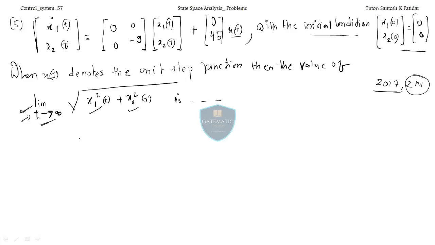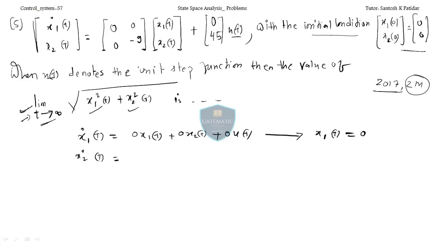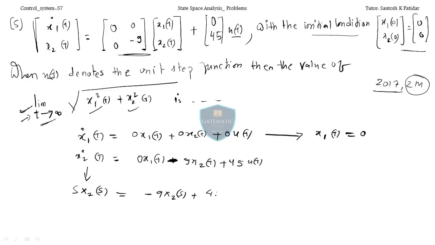Frame the individual equations. One I'm doing for you: x1 dot (t) is nothing but 0·x1(t) plus 0·x2(t) plus 0·u(t). So everything is 0, and the output x1(t) will also be 0. Now let's find x2 dot (t), which is 0·x1(t) minus 9·x2(t) plus 45·u(t). First convert into the Laplace domain. So this is s·X2(s) equals minus 9·X2(s) plus 45 by s.